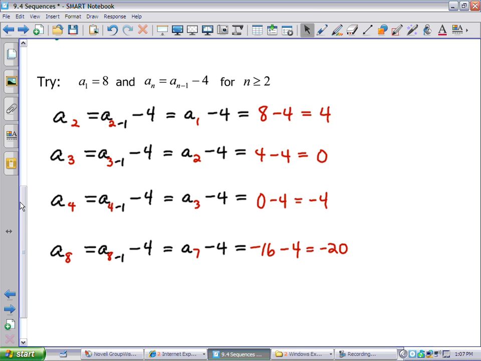Okay, this is the end of defining a sequence recursively, and hopefully that went well for you.